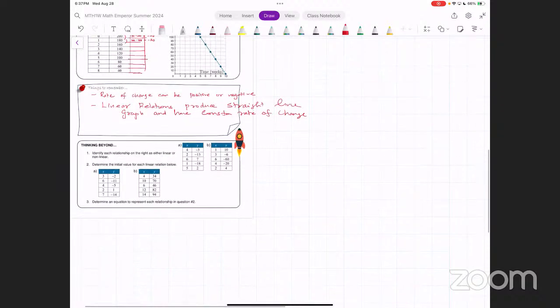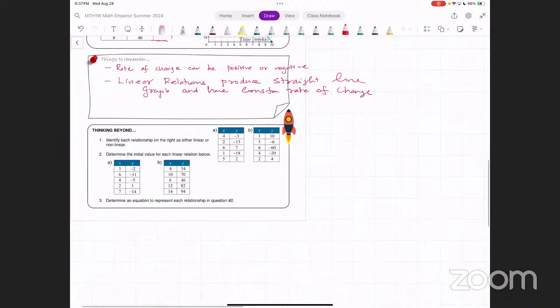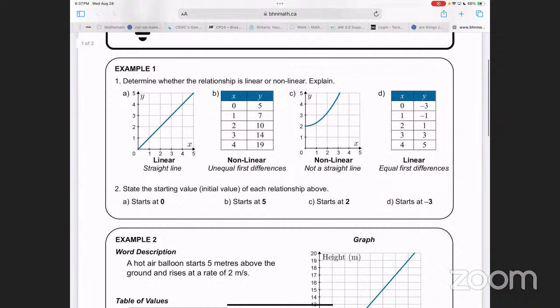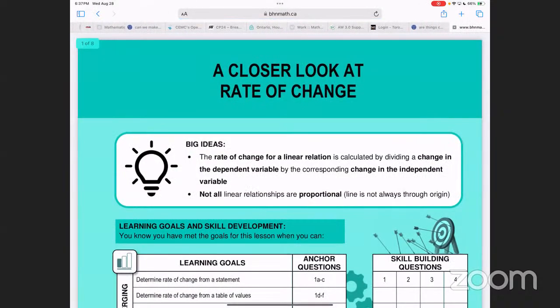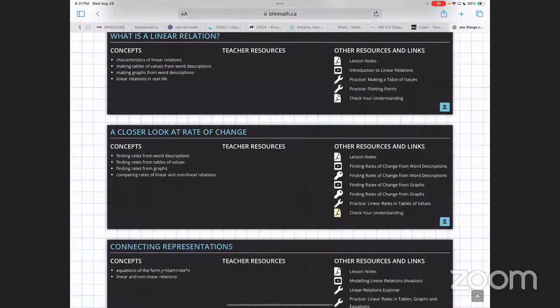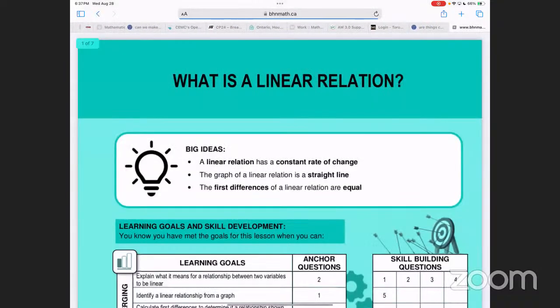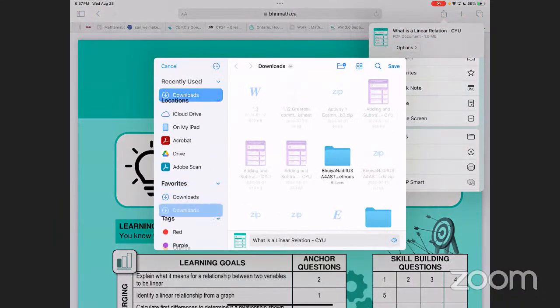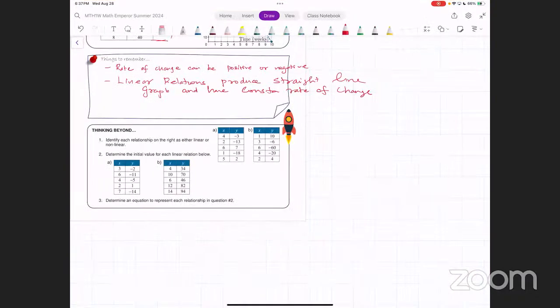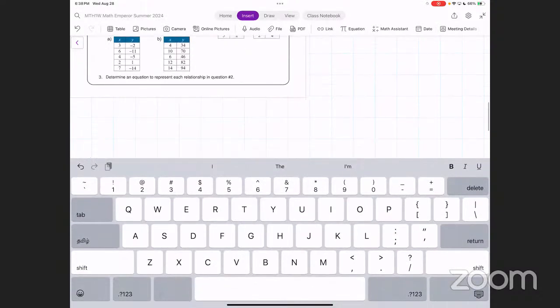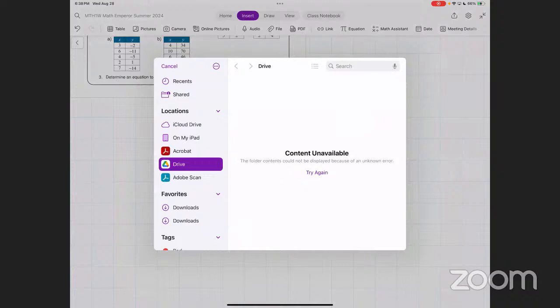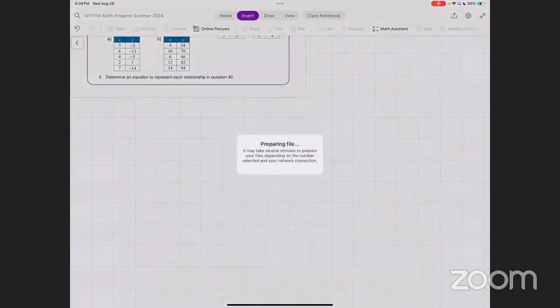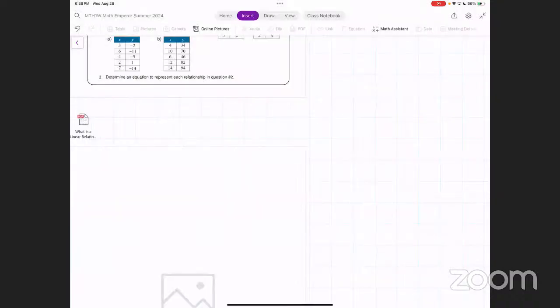All right. So we need to do some practice questions. That's coming from the handout. You guys all got the handout. Now I need to go back to the handout, check your understanding. Closer look at the rate of change. No, it's not rate of change. Linear relations. All right, so save to file. So I'm gonna insert that here. Insert. All right. So we're gonna do some practice with the linear relations.